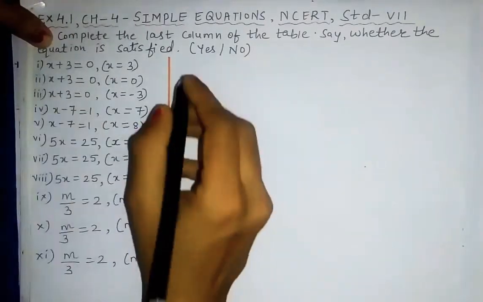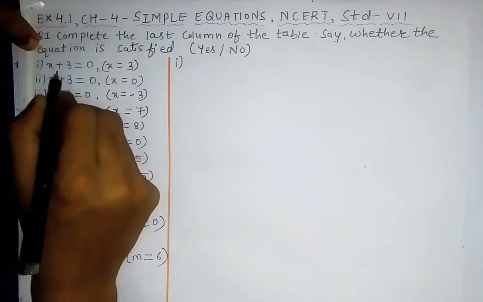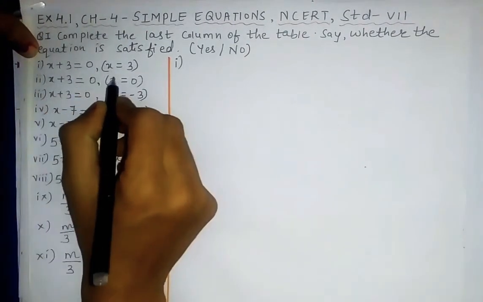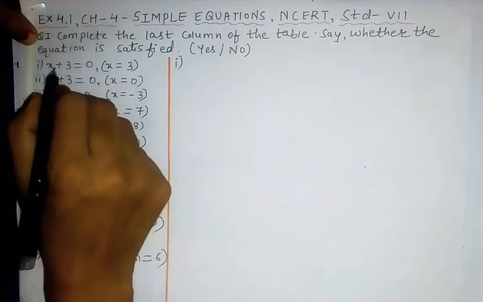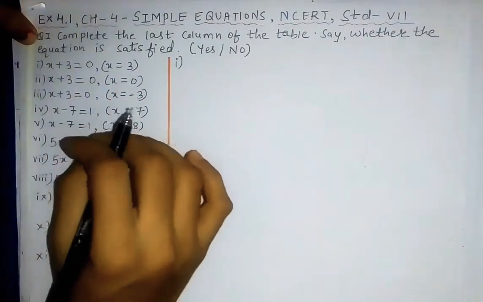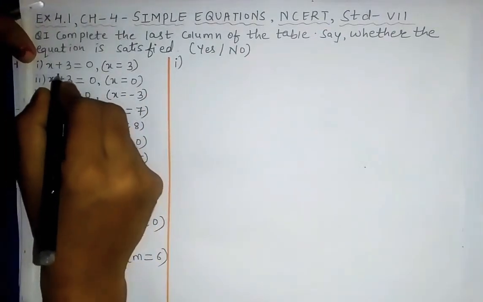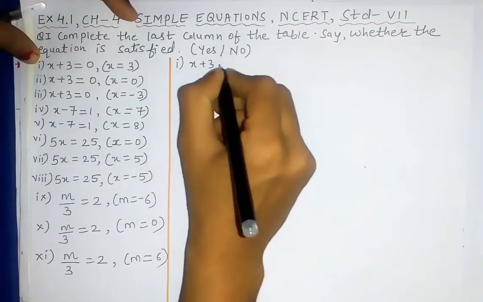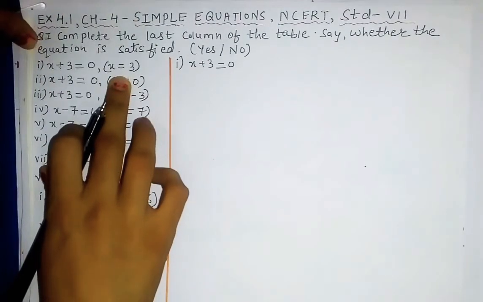So let us start. First of all, first one is x plus 3 equal to 0. This is our equation. The equation is already given to us, and the value of the variable is given, x equal to 3. This value we will keep in this and we will check whether this value is correct or not.